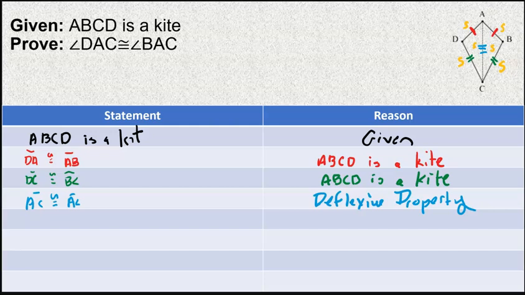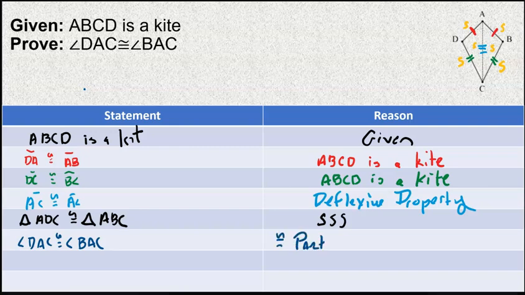Now, let's make the statement that my triangles are congruent. And in this proof, I can simply state that angle DAC is congruent to angle BAC because the congruent parts of congruent triangles are congruent. Or the triangles are congruent, so are their parts. However you want to communicate that.